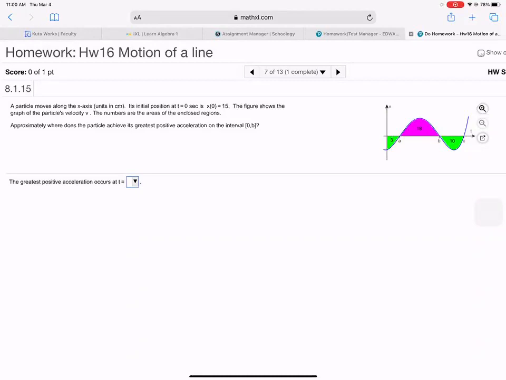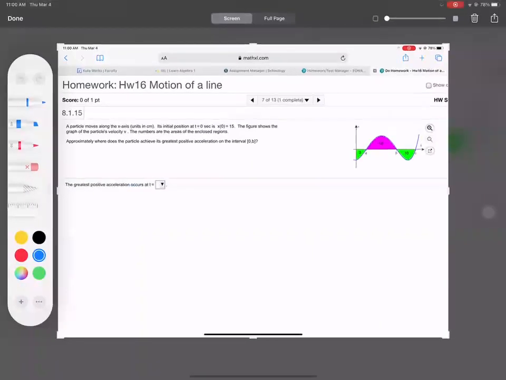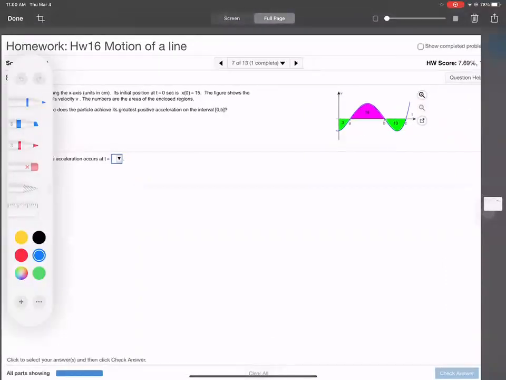What is acceleration in comparison to velocity? We said acceleration A of t is equal to the derivative of V of t. So what I want you guys to do is practice your graphing skills from before. Can you graph the acceleration graph based on this velocity graph? You guys remember how to do that? How would I graph the derivative based on this previous graph?